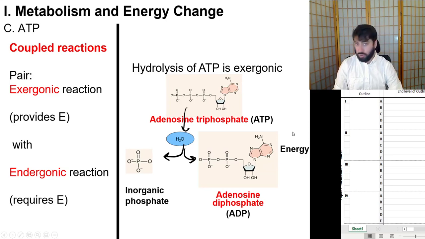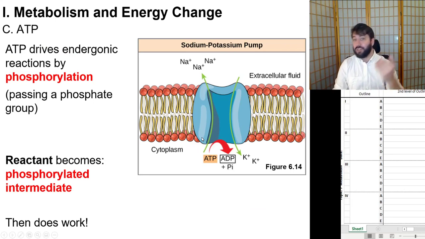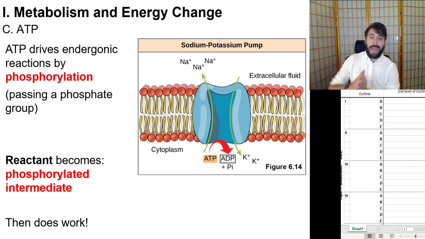So what do we do with that energy, do you think? We drive an endergonic reaction. The endergonic part is called phosphorylation, where we take that phosphate that gets passed off to the reactant. So the reactant becomes a phosphorylated intermediate, and utilizes that unstable bond with the added phosphate group to do work. For example, like the pump here, the sodium potassium pump, where it moves solute through a transport protein. Okay?